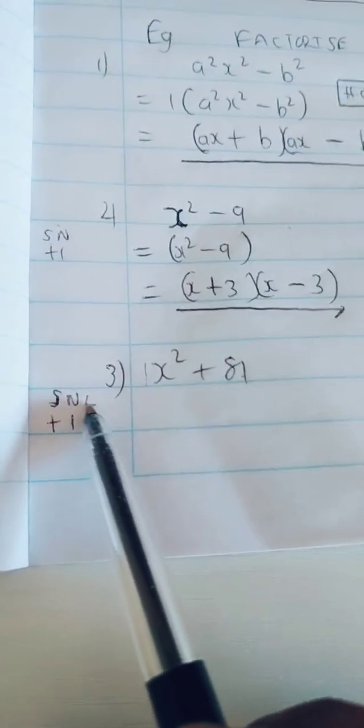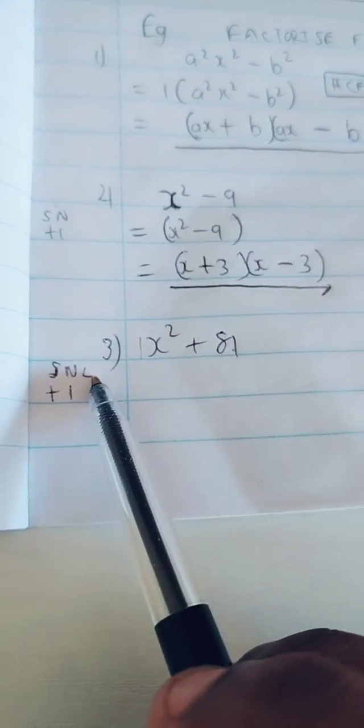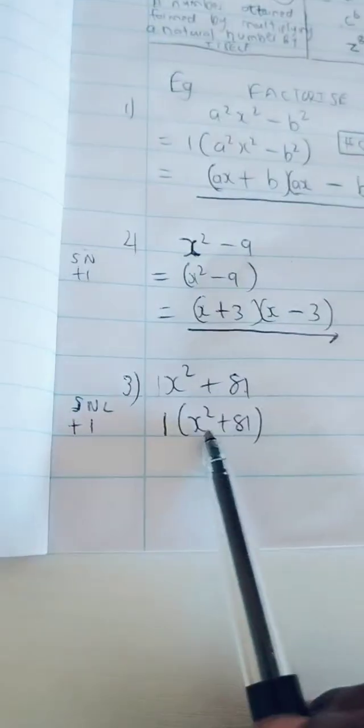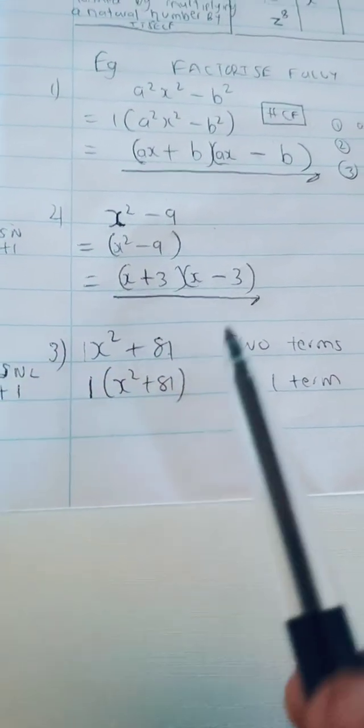Then highest common factor letter, x is not common, so there's no letter. Then bracket, there's no bracket that is common. So basically our highest common factor is 1. I can take it out, and then what gets left behind? It's x squared plus 81. Guys, from 2 terms in your expression, factorization makes it so that now we have 1 term. This was initially 2 terms, but now it's 1 term.